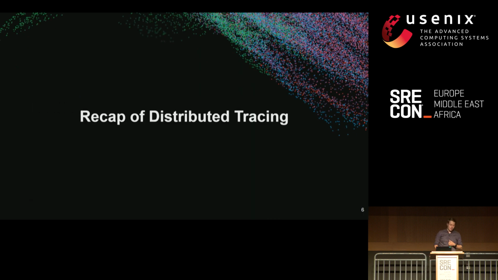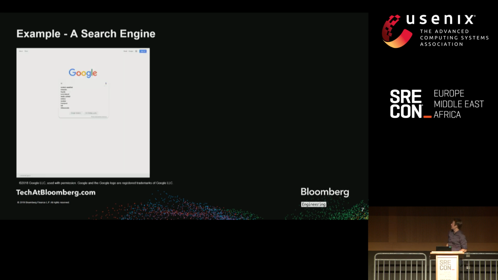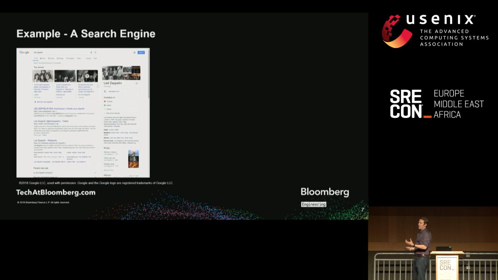All right, so let's get into the heart of the topic, distributed tracing. I think the best way to explain this to somebody who might not have worked with these systems is to take an example. The best example I could find is something you should all be familiar with, which is a search engine. So what's really going on here? I typed in a search query, and a bunch of things happened.